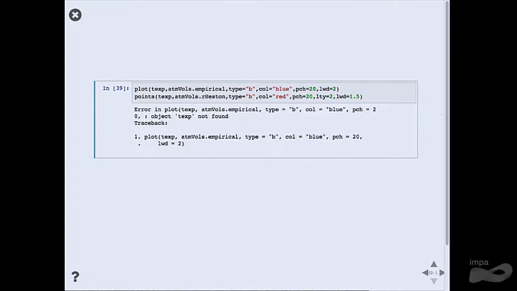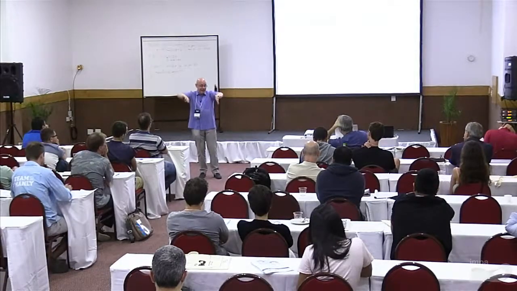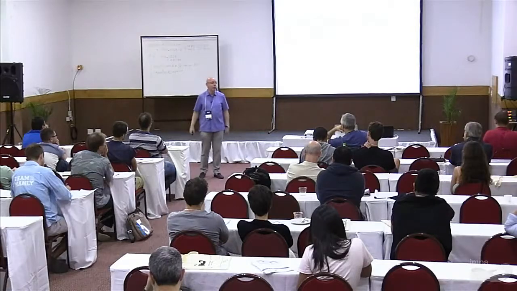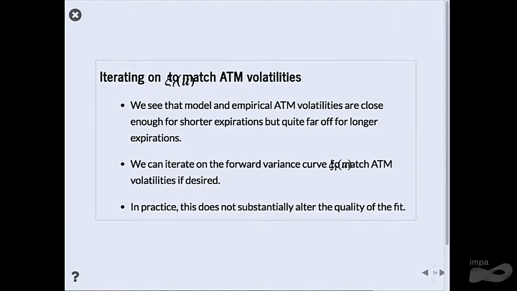Because in order to fit my model, I needed a forward variance curve. Where did the forward variance curve come from? It came from my robust estimate of the variance swap levels. But this robust estimate takes the visible smile, which goes from a minimum strike to a maximum strike, and then it cuts off the rest flat. But of course, my model doesn't do that. It fits in the middle, and then it extrapolates forever. So in general, the model is going to give me a higher variance swap than my robust estimate. And so in order to match the at-the-money vols, I'm just going to have to iterate. So we can iterate on the forward variance curve to match at-the-money vols if we want.